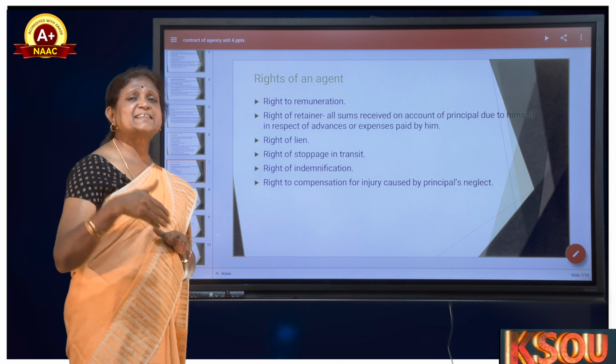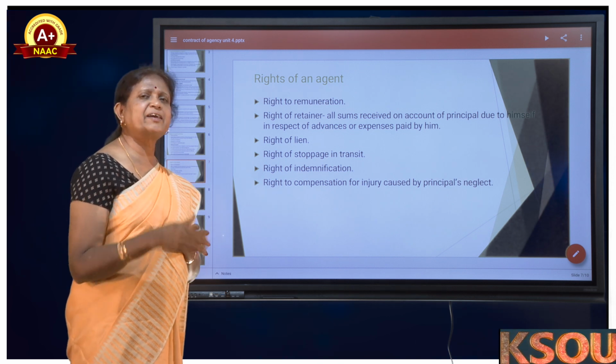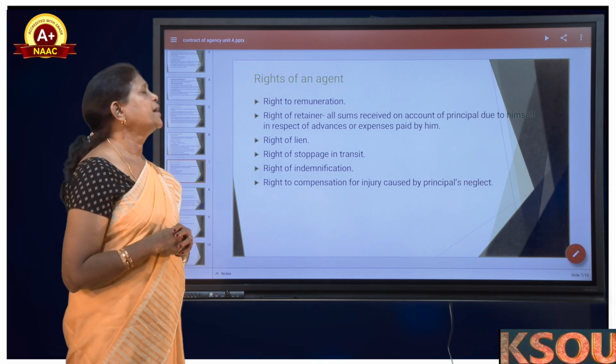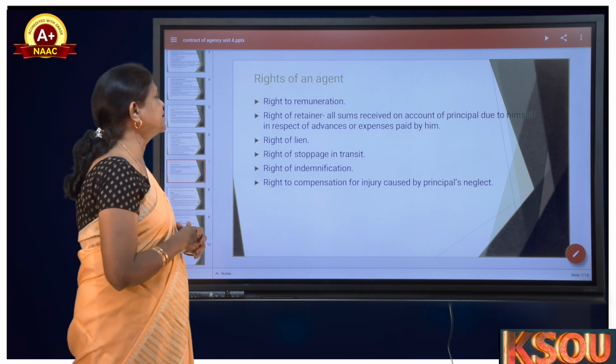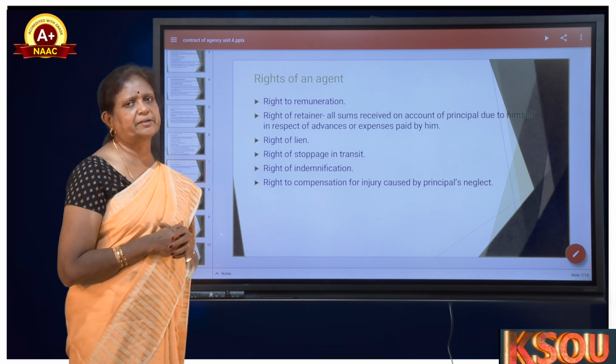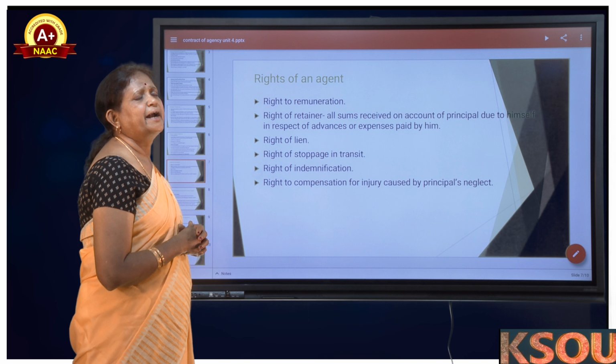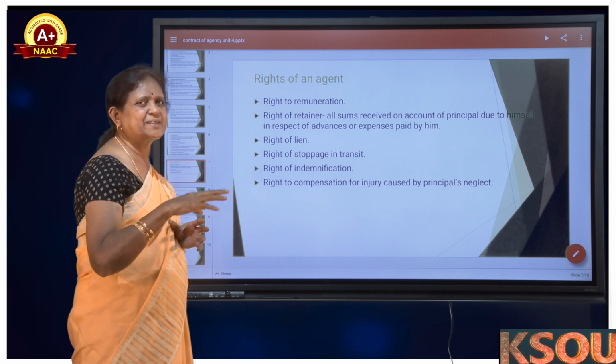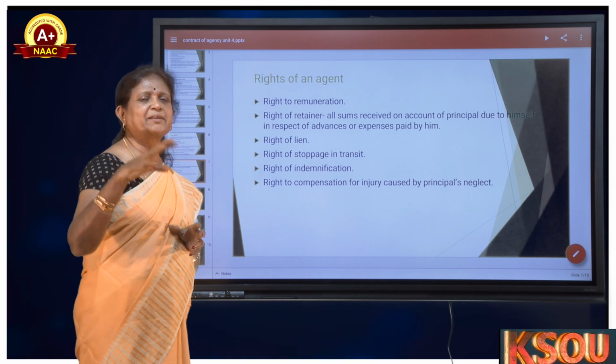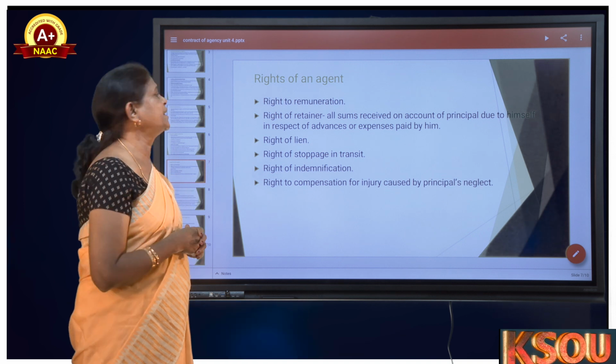Similarly, what are the rights of an agent? Always, rights and duties are reciprocal. One is the right of an agent: right to remuneration. Whatever act is done by the agent, he will be entitled to get the remuneration. Remuneration means salary or commission, whatever the agreement says, that he is entitled to.